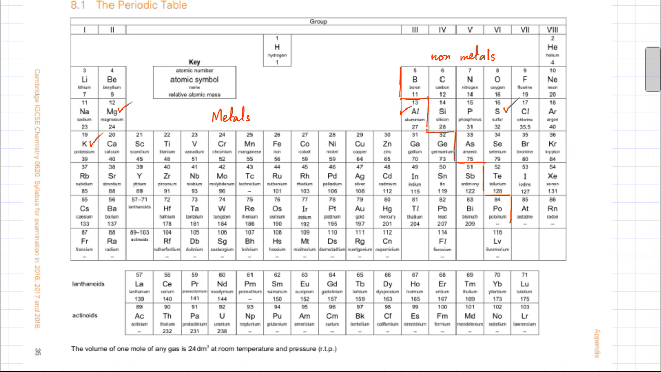So we were talking about sodium and potassium. They're both in group 1. So the reason why they have similar chemical properties is because they belong to the same group in the table.